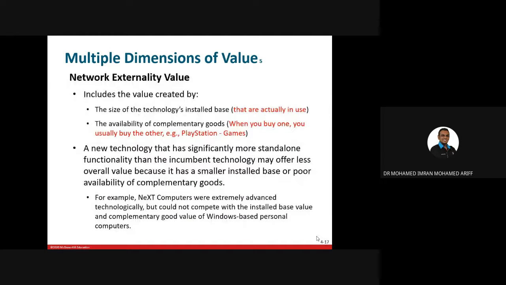And then you also look at the external, that means what is there available outside. Okay, that are actually in use. That means what is actually in use outside. What is there available outside? And then you look at complementary goods. That means kalau user beli ini, eventually dia akan beli something else. Contohnya PlayStation. Once you buy Sony PlayStation, you akan beli game.